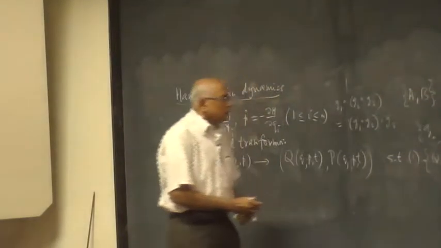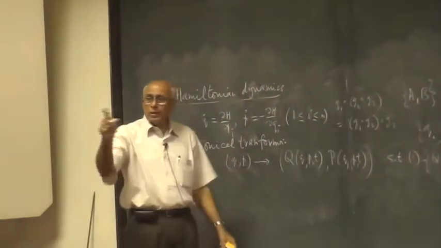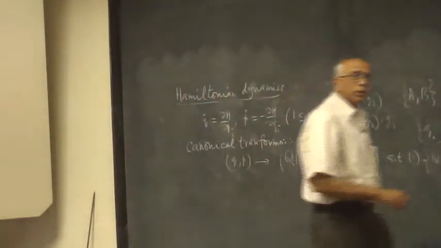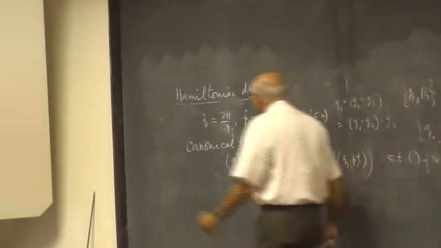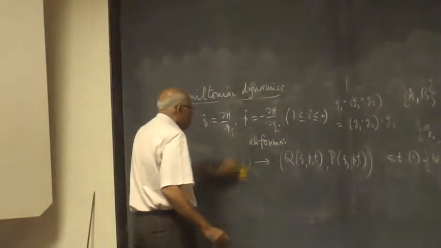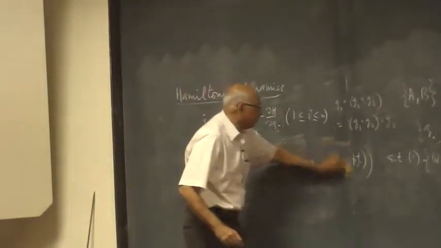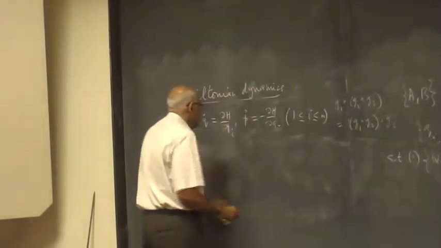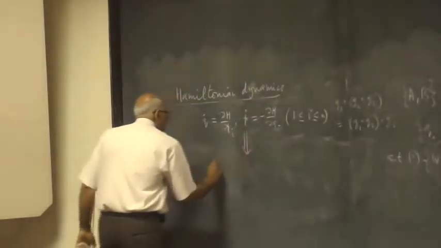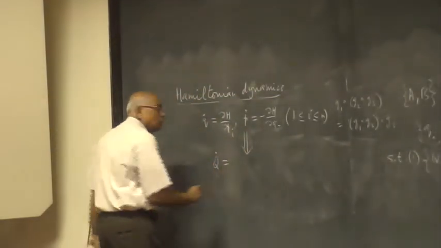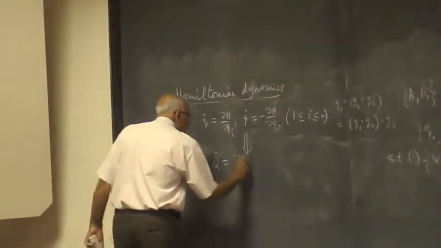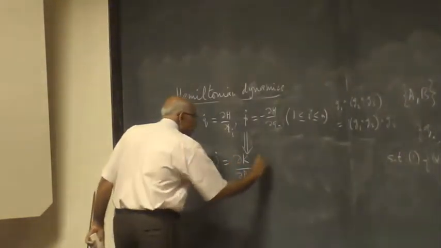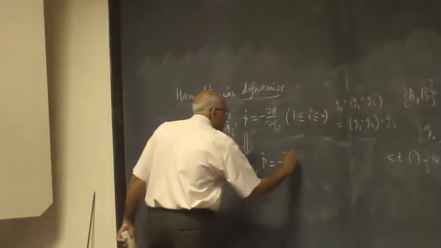Okay. Now, given this, it follows exactly what he said. It follows that in the new variables, this set of equations can be shown to go over to a new set of equations. It implies that Q dot equals a new function of the capital Q's and P's and t, delta K over delta P, and P dot is minus delta K over delta Q.